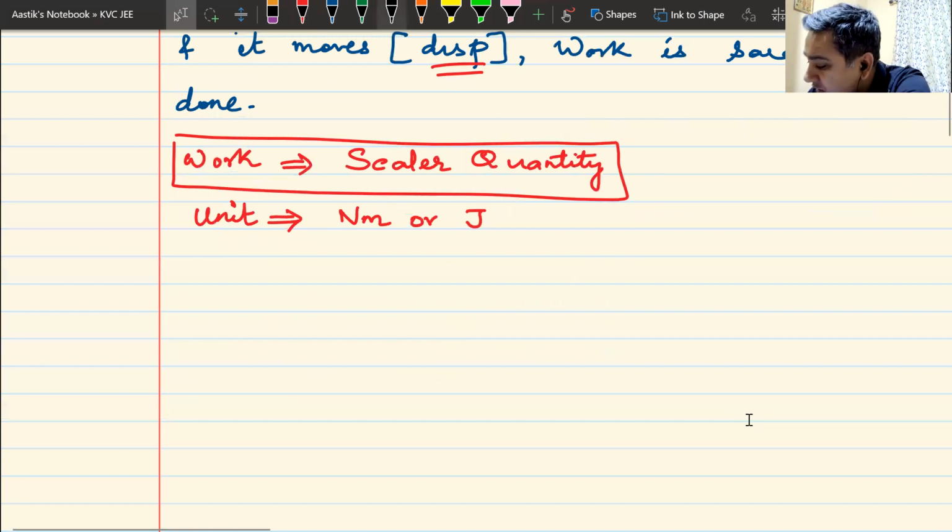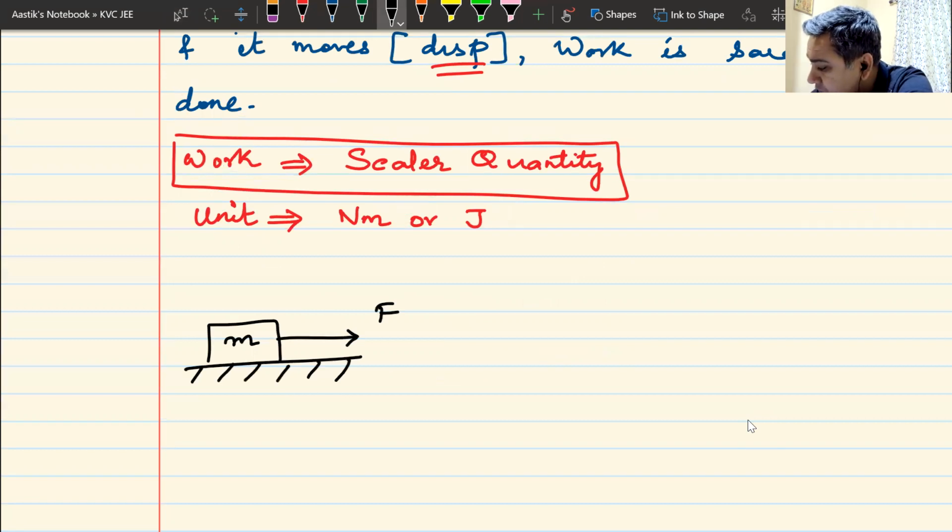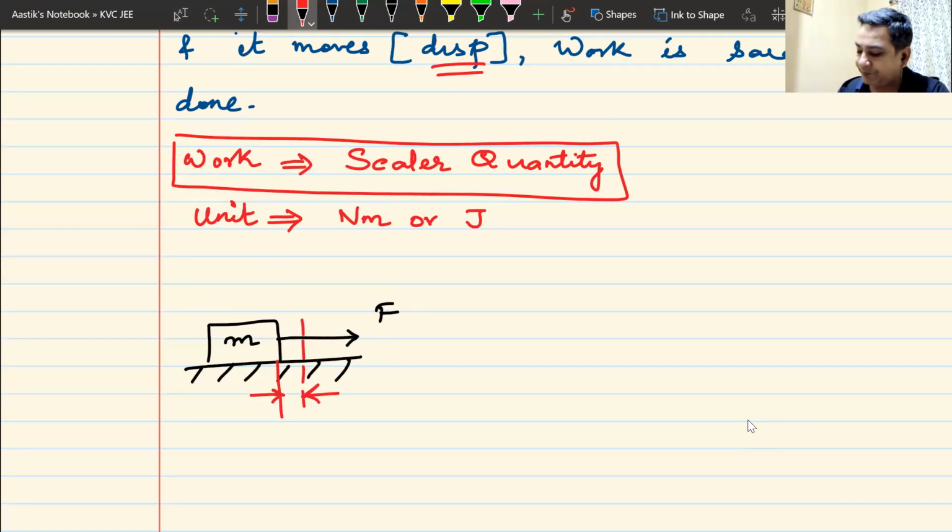Now, let us draw a simple diagram. I hope you are making notes. Let us draw a diagram of a body of mass M. Now, I'm applying a force here, F. And let us say the body gets displaced from here to here. This is the displacement of the body. Let me call this displacement dr. Dr, if you remember, is a very small displacement.